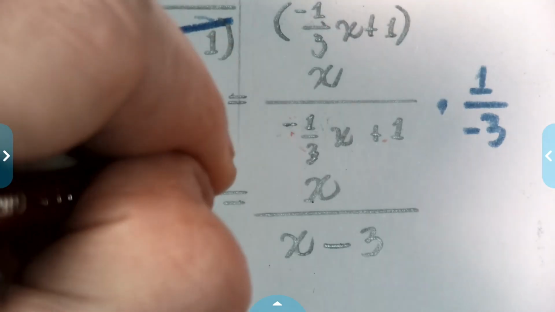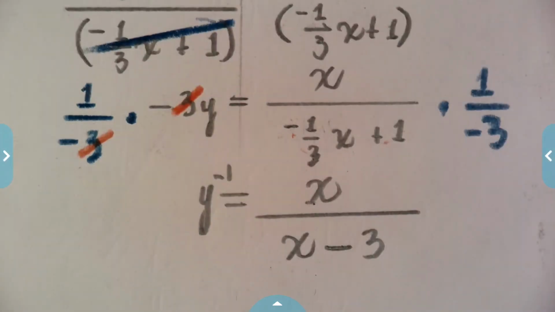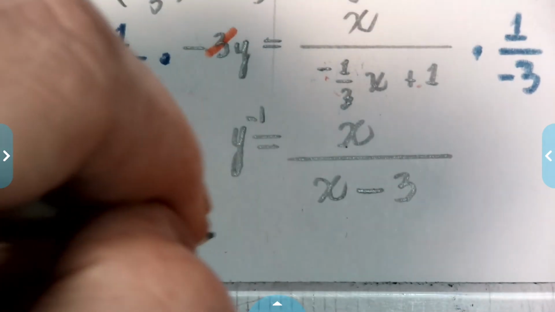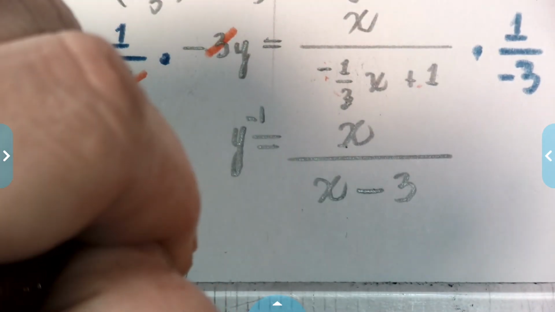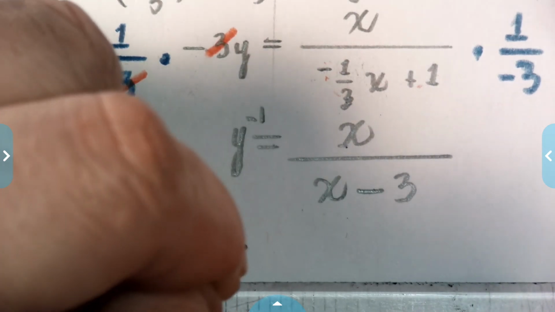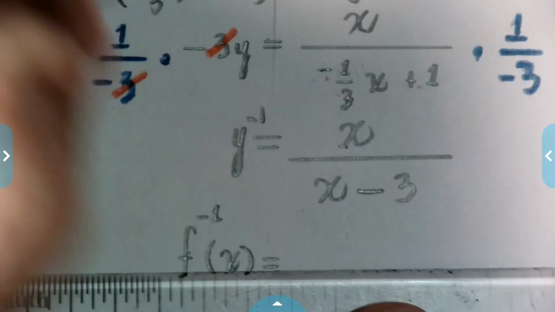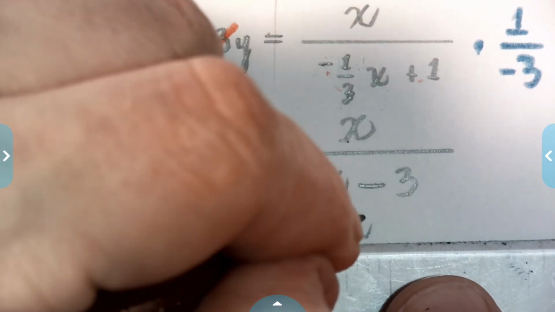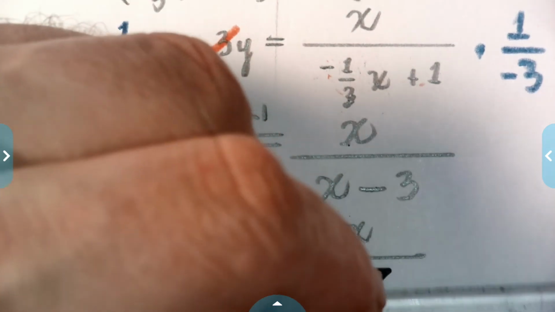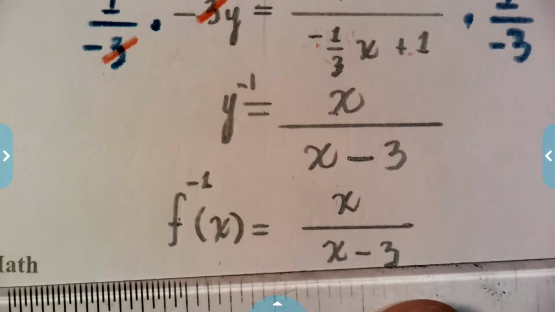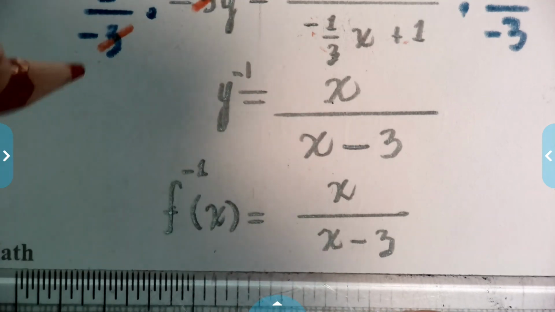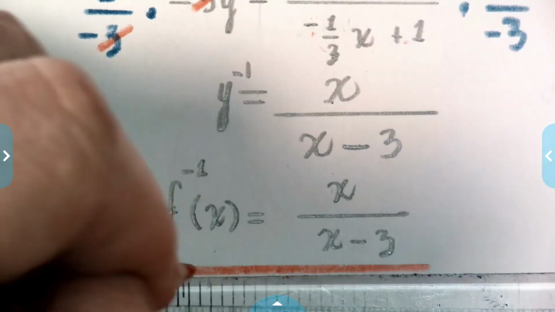That's it. So y inverse. Okay, we can write the final form in function notation. F inverse of x equals x over x minus 3. That wasn't too bad, and it's not even that ugly. So we'll put this in a box, just like this.